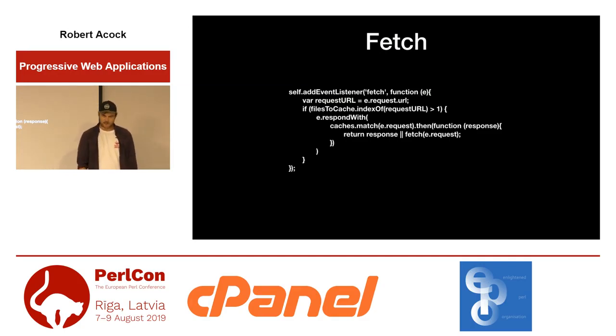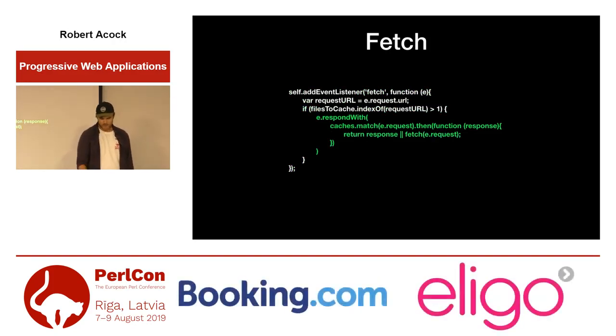So we're only going to modify the request process if the requested URL exists in our caches. So the files to cache array that we defined at the top, only if that exists, so indexOf, we respond with. Respond with is promise-based as well, but it expects a promise that returns a response. So what I do here is I go caches.match, I check the caches object: do I have my request URL? If yes, then return a response.